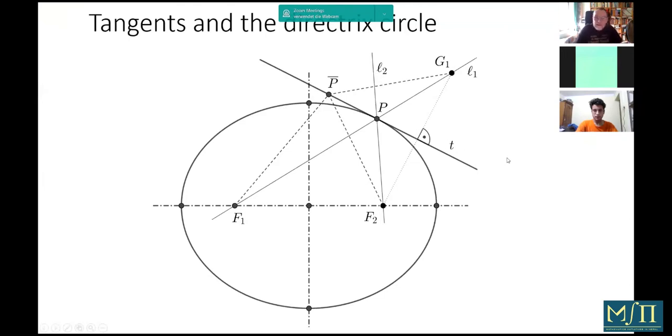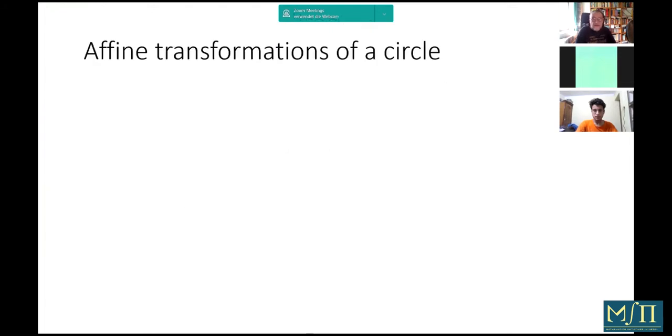We were talking about the tangents in the directrix circle, and now I'd like to move on to another concept, that is the affine transformations of a circle. I mentioned from the outset when we started with the concept of the directrix circle that we require some kind of a connection between the ellipse and a circle in order to be able to use this circle that results to apply Euclidean methods in our constructions.